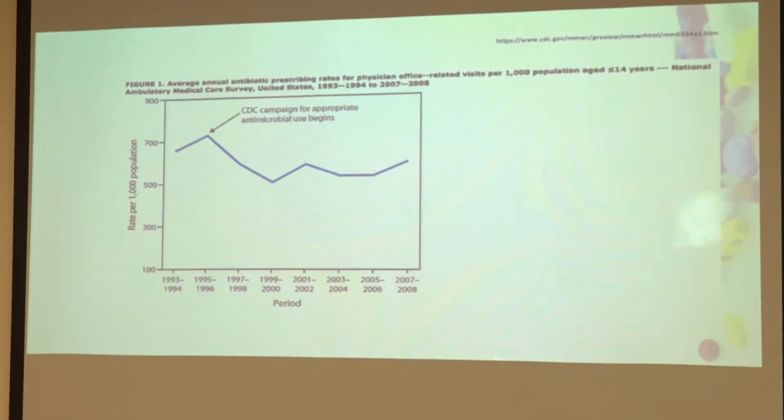So this is the graph that tells us the number of prescriptions written for children has gone down in the last few years, but still at this point, 30% of the prescriptions written for children are unnecessary or are mainly for viral infections. So overuse of antibiotics is a major modifiable cause in increasing antibiotic drug resistance.